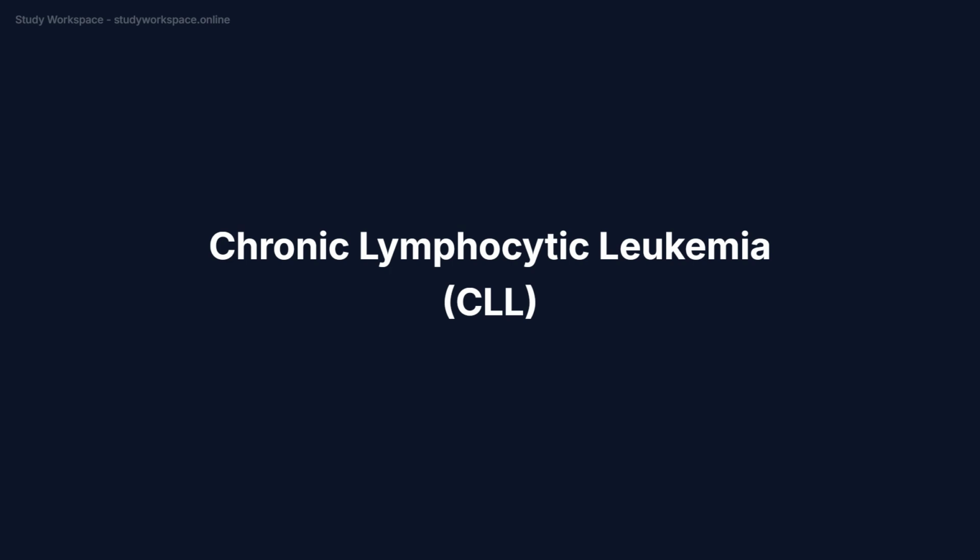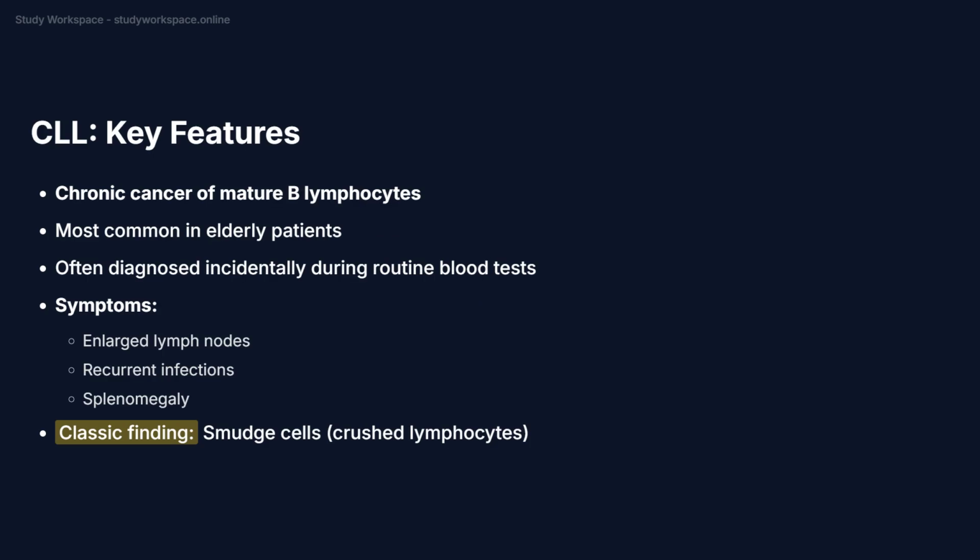Finally, let's discuss chronic lymphocytic leukemia. This is a chronic cancer of mature B lymphocytes and is common in elderly patients. Many patients are diagnosed incidentally during routine blood tests. Symptoms may include enlarged lymph nodes, recurrent infections, and splenomegaly. The classic laboratory finding is smudge cells. Remember, crushed lymphocytes leave smudge cells.